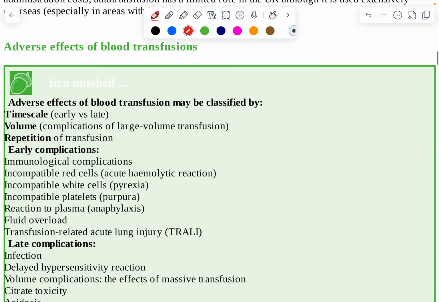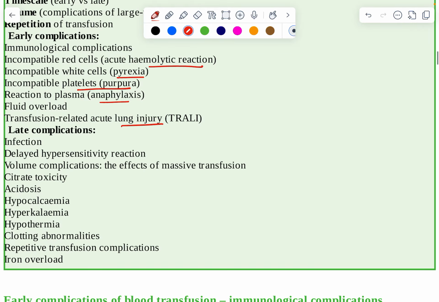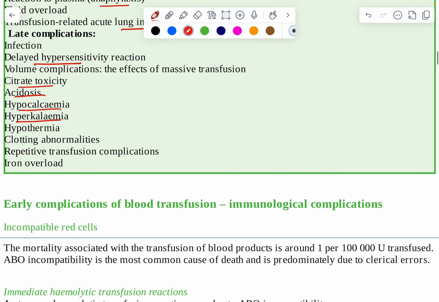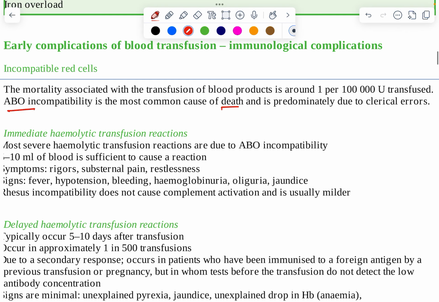Adverse effects of blood are classified by time scale as early and late, and immunological complications. Incompatible RBCs cause acute hemolytic reactions, incompatible WBCs cause pyrexia, incompatible platelets cause purpura, and reaction to the plasma causes anaphylaxis and transfusion-related acute lung injury, TRALI. Late complications: delayed hypersensitivity reaction, citrate toxicity, acidosis, hypokalemia, hyperkalemia, hypocalcemia, hypothermia. Early complications may be due to incompatibility.